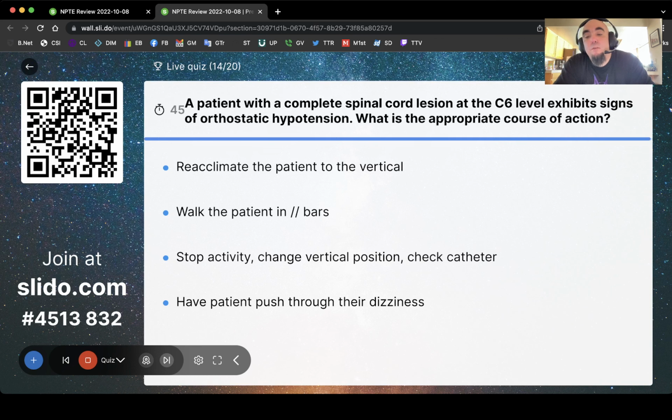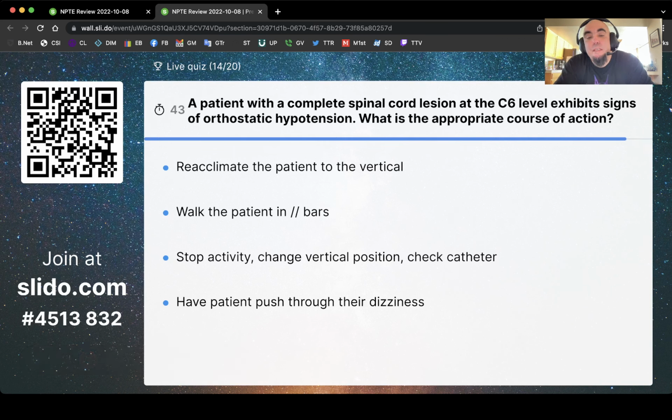Patient with a complete spinal cord lesion at C6 exhibits signs of orthostatic hypotension. What is the appropriate course of action? Reacclimate the patient to the vertical, walk the patient in the parallel bars, stop activity, change the vertical position, check the catheter, or have the patient push through their dizziness.